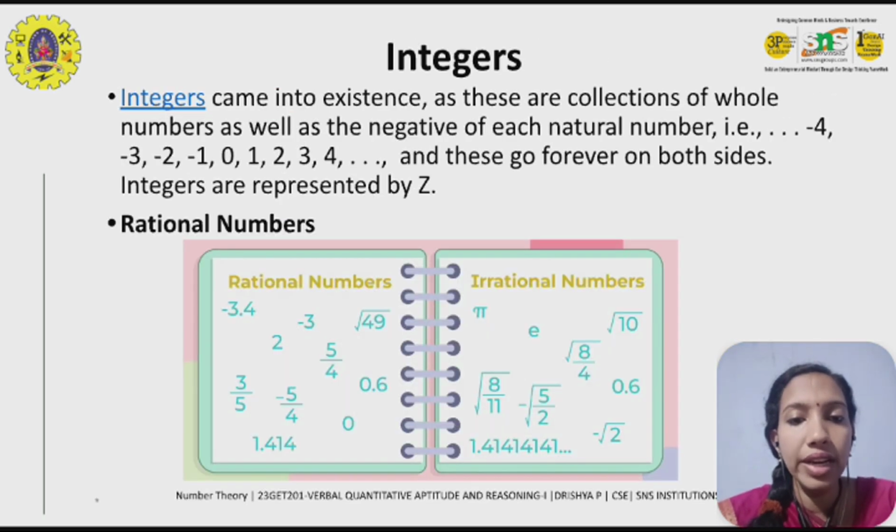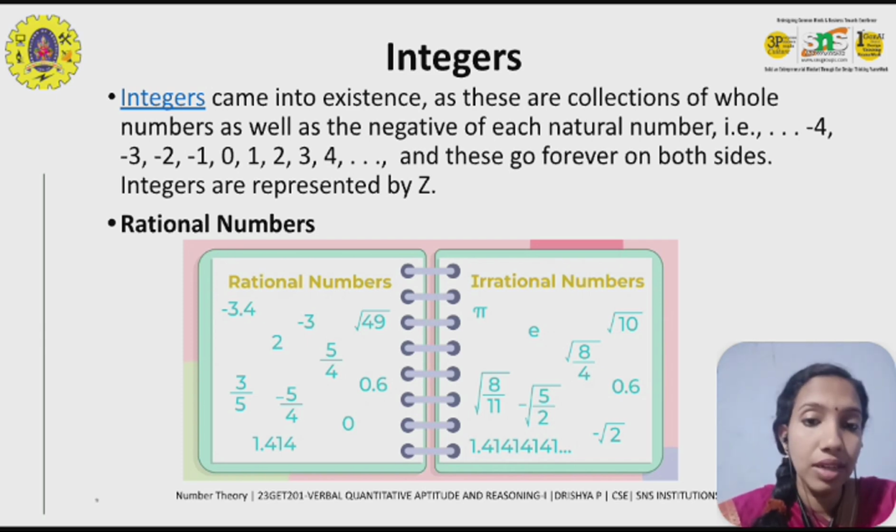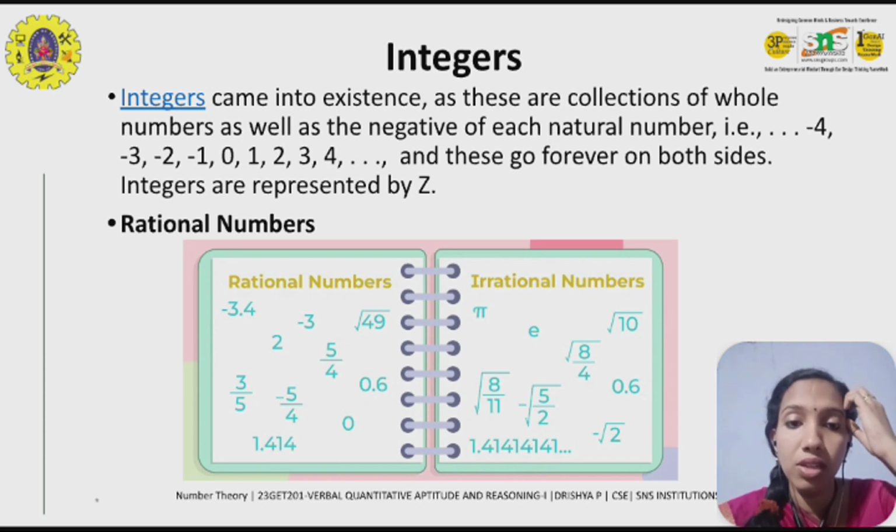The next is integer. What is integer? Integers came into existence as the collection of whole numbers as well as the negatives of each natural number. The integers include negative numbers, positive numbers and zero: negative 4, negative 3, minus 2, minus 1, then zero, then the positive numbers. Integers are represented by Z.